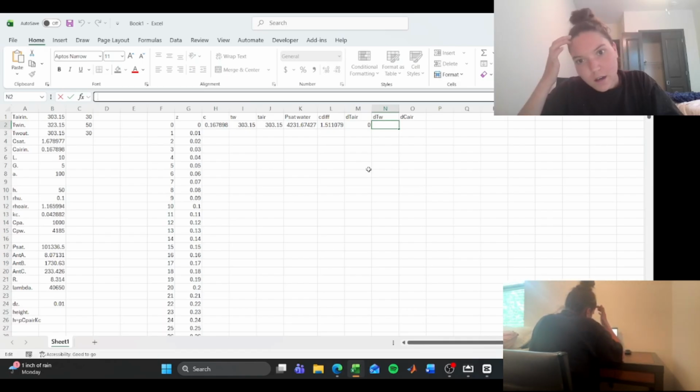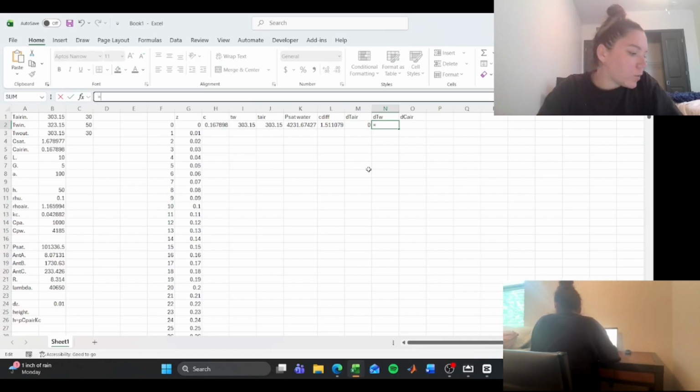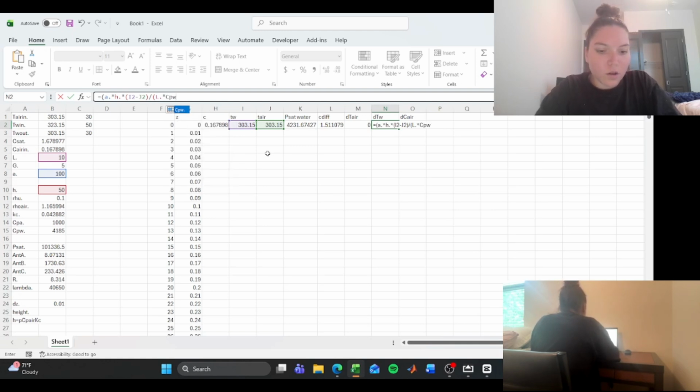Okay, so that was for the change in temperature of the air. For the change in temperature of the water, it's going to be equal to the packing times the heat transfer coefficient times temperature of the water minus temperature of the air divided by the liquid flow rate times the heat capacity of the water.